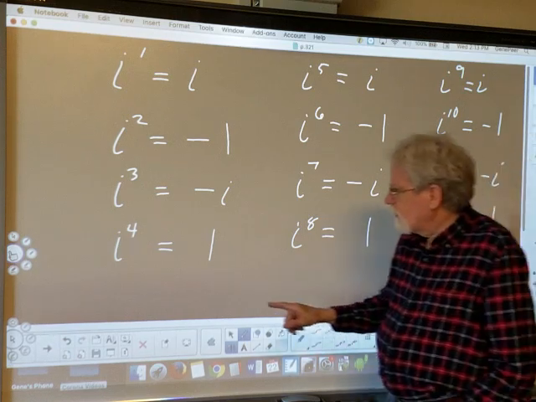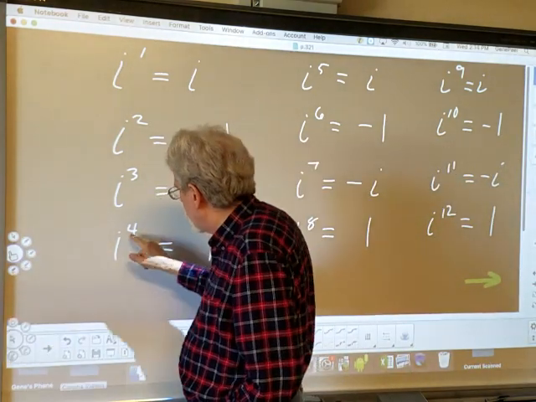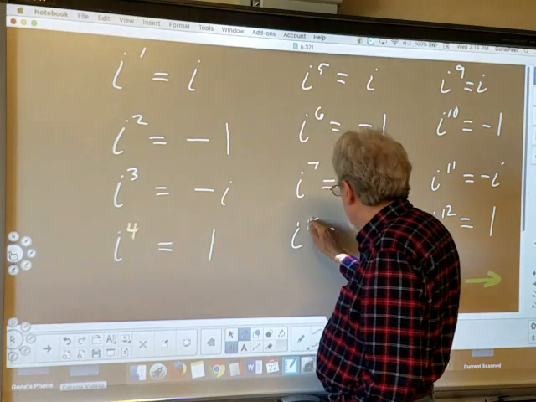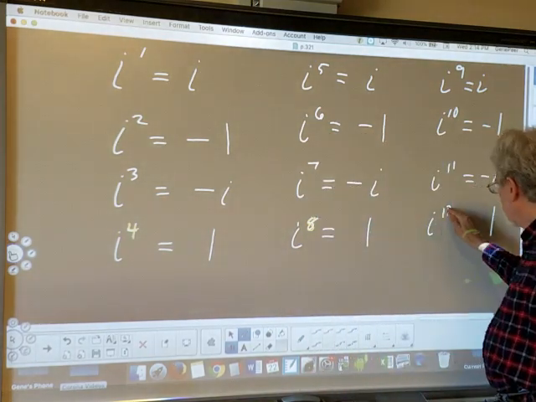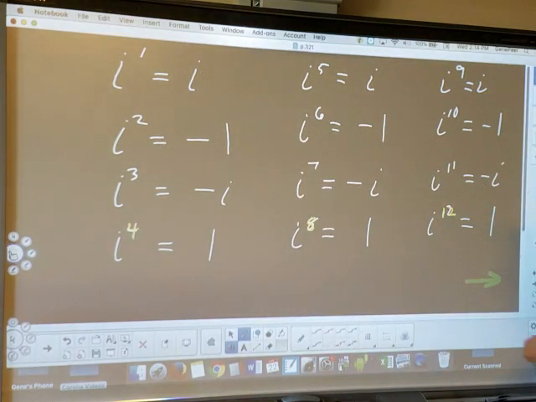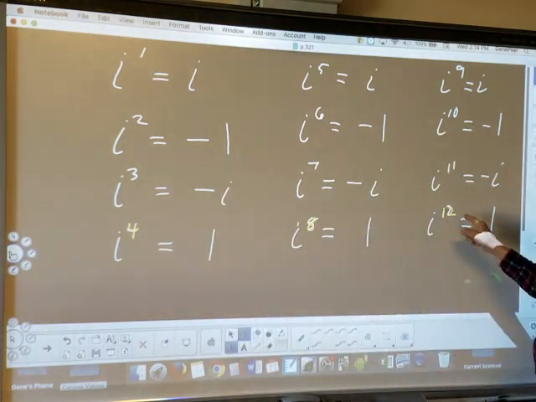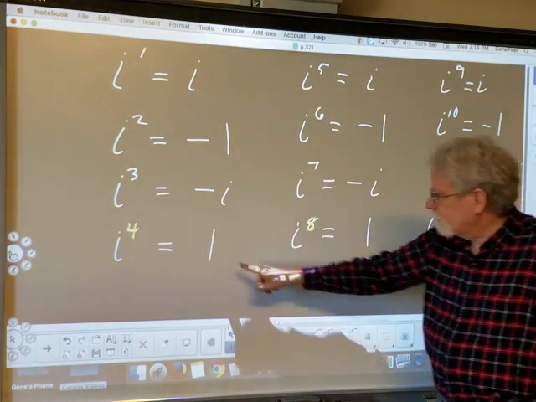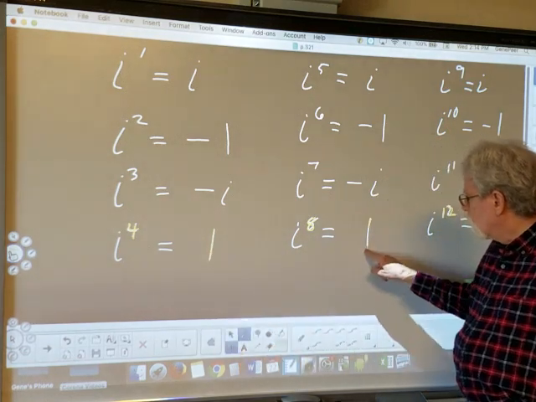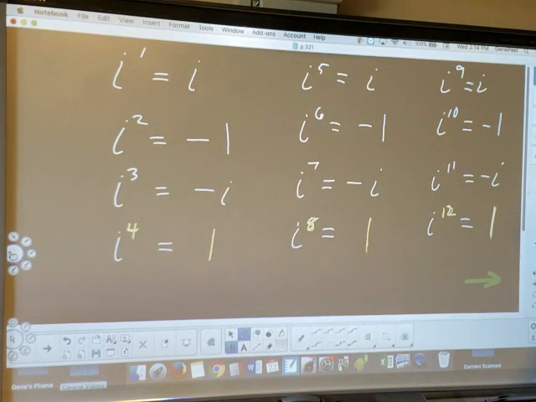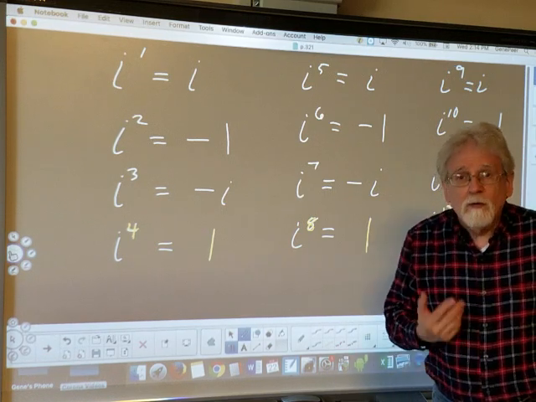Notice something special about these exponents across here. 4, 8, 12. Any exponents that are multiples of 4, it all cancels and you just get 1. So guess what I to the 16th is going to be? 1. I to the 20th? 1. I to the 100th? 1.